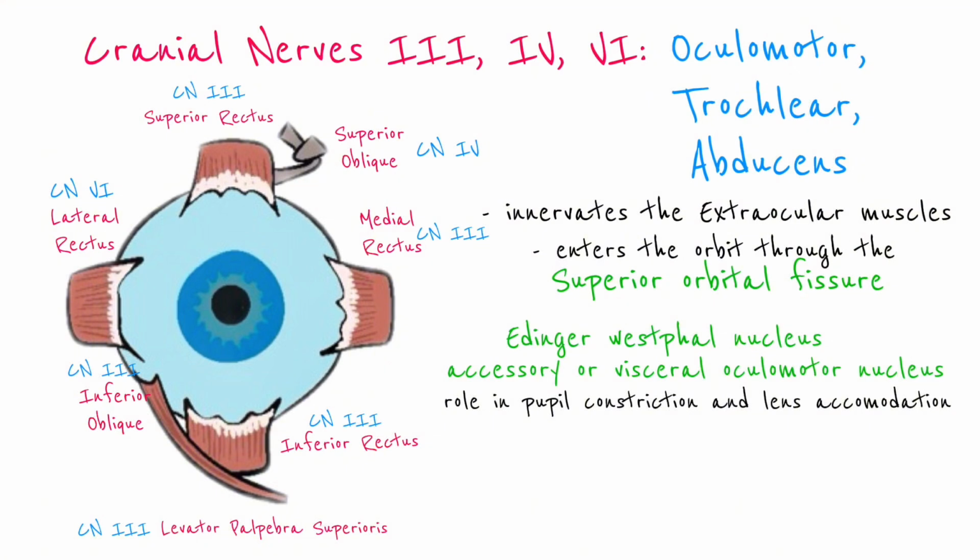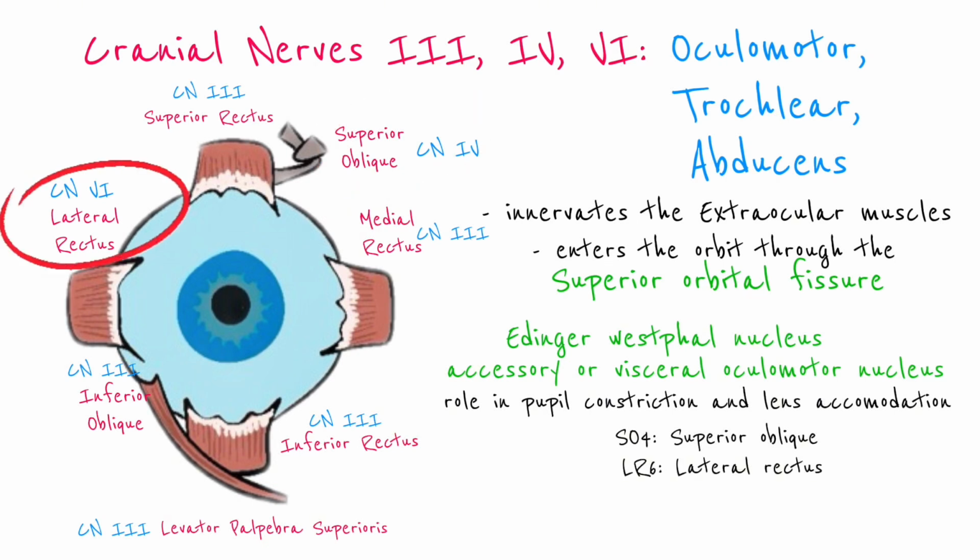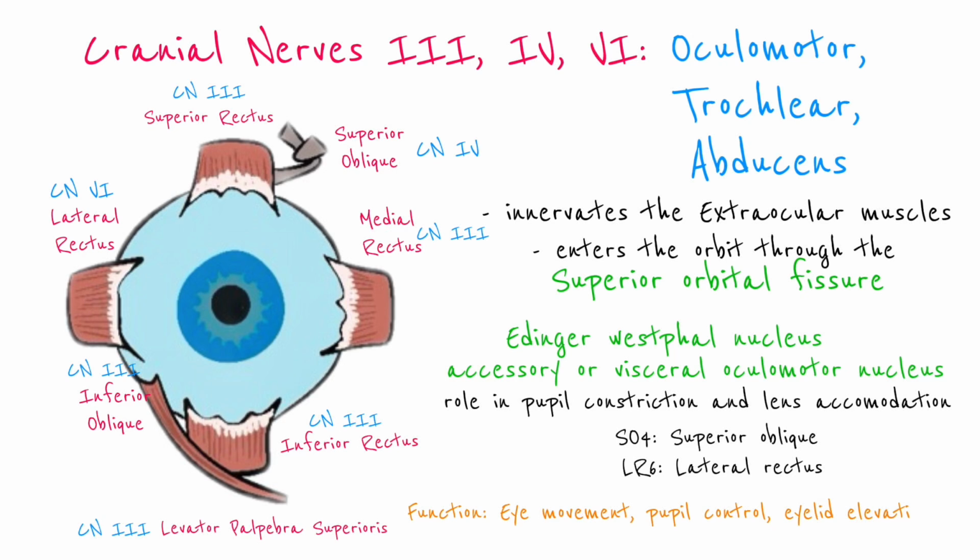To remember easily, SO4 and LR6. SO4 for superior oblique, cranial nerve 4, and LR6 for lateral rectus, cranial nerve 6. It functions for eye movement, pupil control, eyelid elevation.